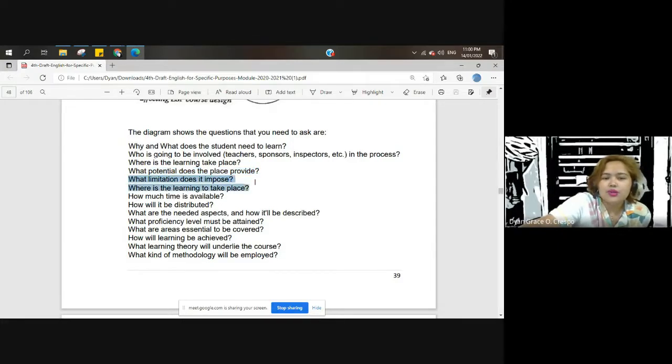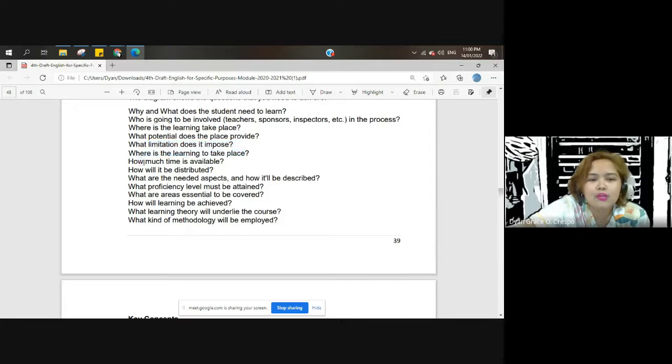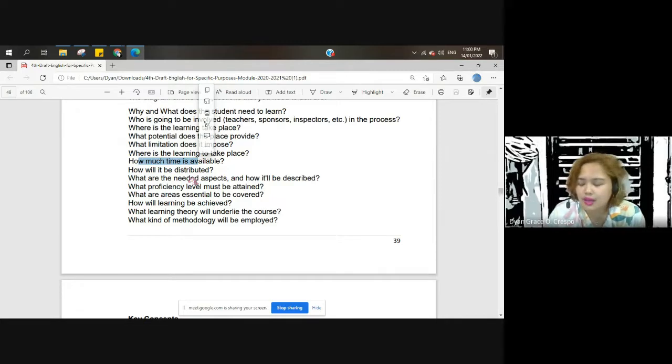We should know this one. So for example, the budget, they are not allowed, they cannot go out because of this pandemic. What else? Okay, how much time is available? If you want to teach a lot of things but the lesson is not a whole semester, it is maybe only 1 week. So we need to organize it, you cannot force it.